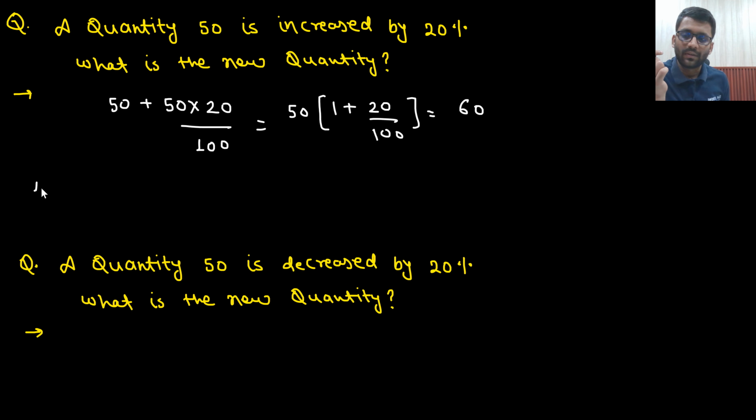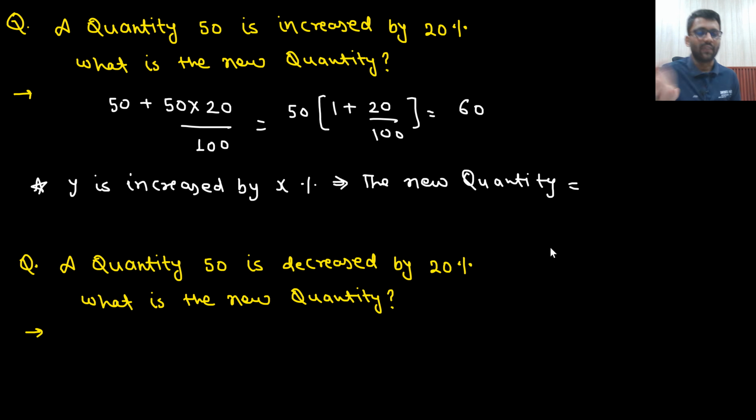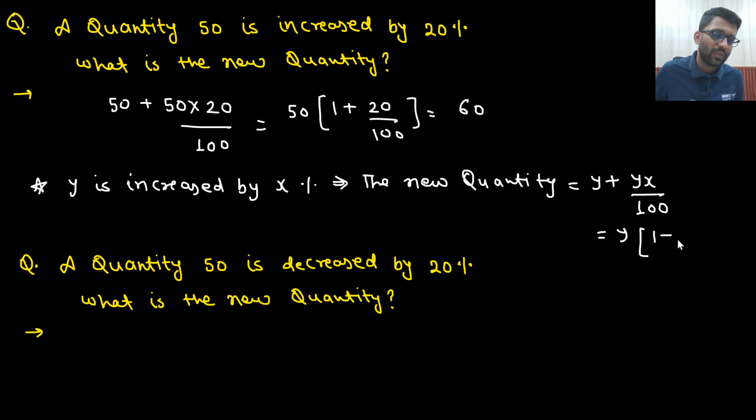So if I write a quantity, not quantity, y is increased by x%, then new quantity. If y is increased by x%, y plus x% of y, what that would be? y into x by 100, or you can write y into 1 plus x by 100. So this I will be using directly many times. So you should be comfortable with this. y into 1 plus x by 100. y is increased by x%.